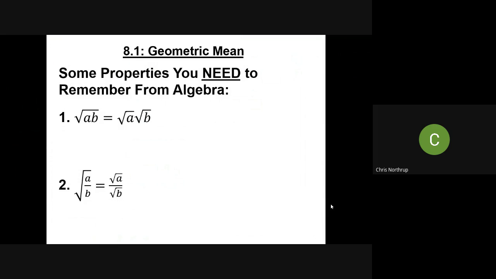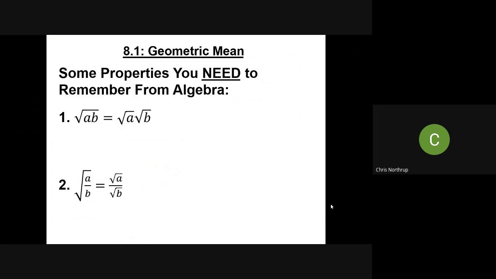All right, in this video, we're going to start off chapter 8. The first thing that we're going to take a look at is something called geometric mean. So before we get into that, there are a couple of algebraic properties you need to remember from last year or the year before. These are properties of radicals.